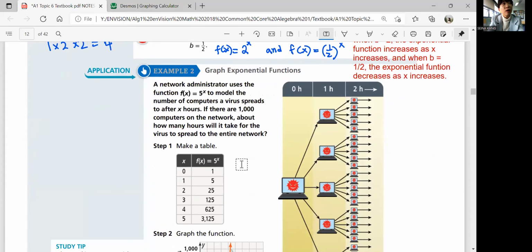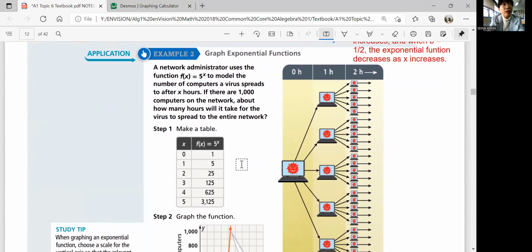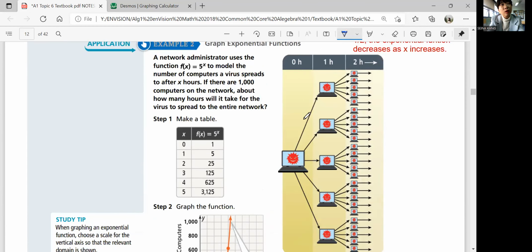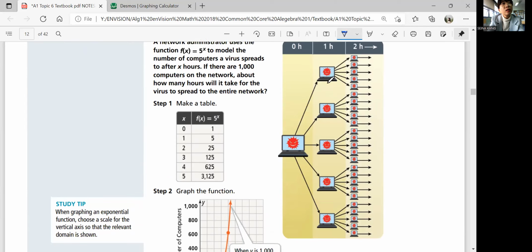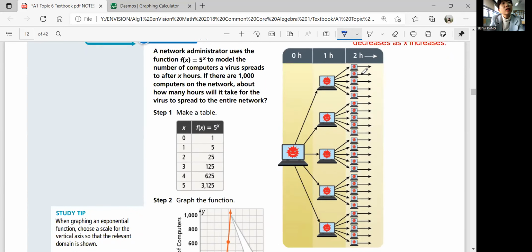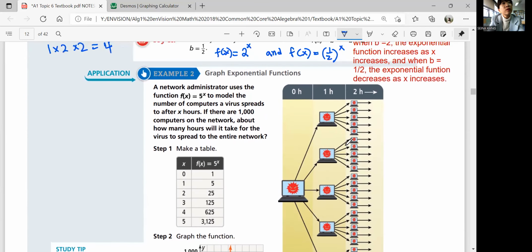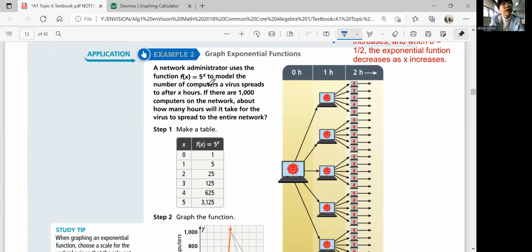Let's look at example two. Graph exponential functions. A network administrator uses the function f of x is equal to 5 to the x power to model the number of computers a virus spreads to after x hours. If there are 1,000 computers on the network, about how many hours will it take for the virus to spread to the entire network? So it starts at 0 hours. After an hour, the virus spreads to 1, 2, 3, 4, 5 more computers, 5 computers. And then the next hour, for each virus, it moves on to another 5 computers and so on.